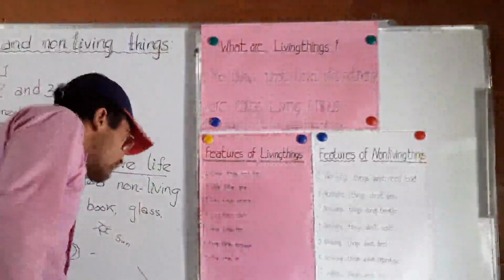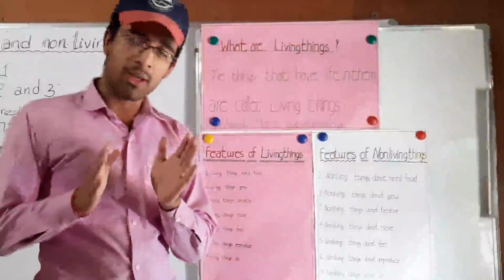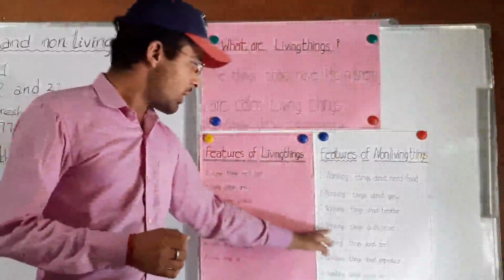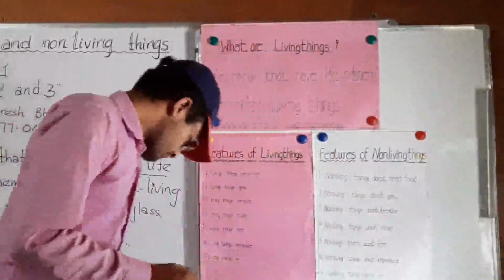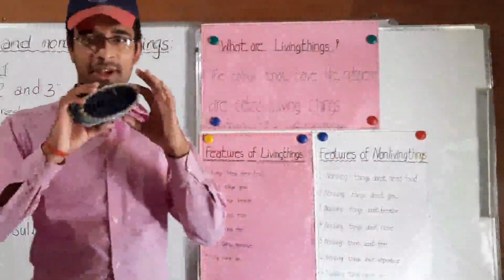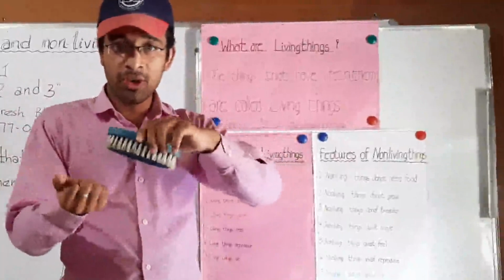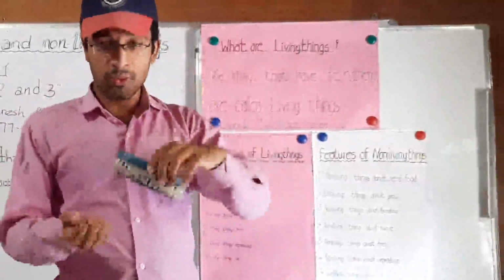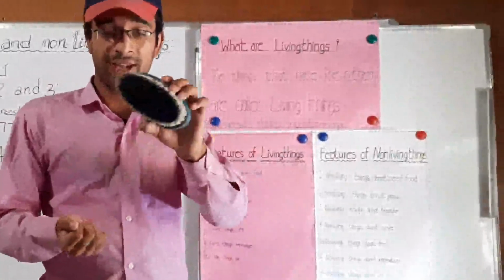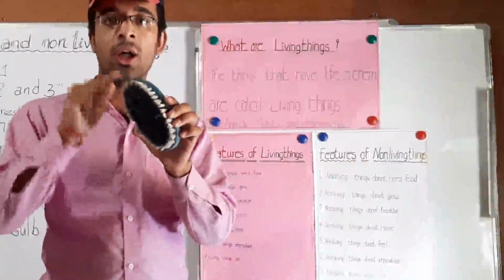Okay. Can you understand me? Yes, you can. Next, non-living things do not move. Like a brush. Can this brush move itself while washing our clothes? No. We should use it, then it moves. So this is called a non-living thing.